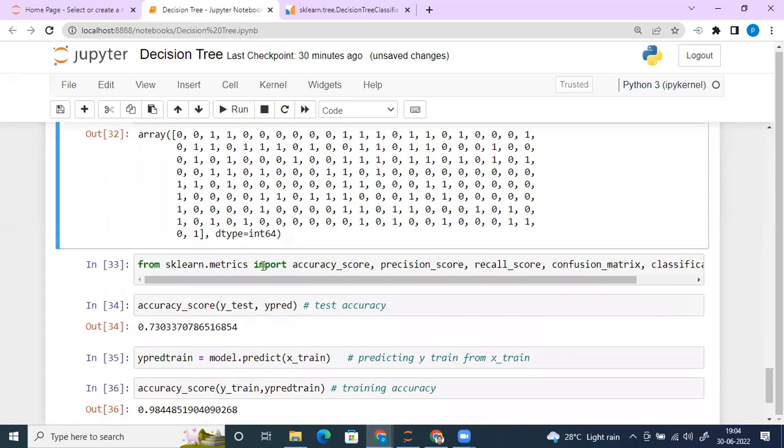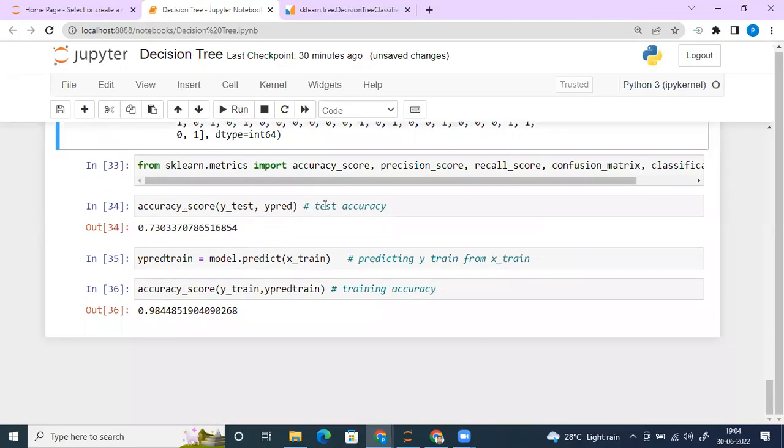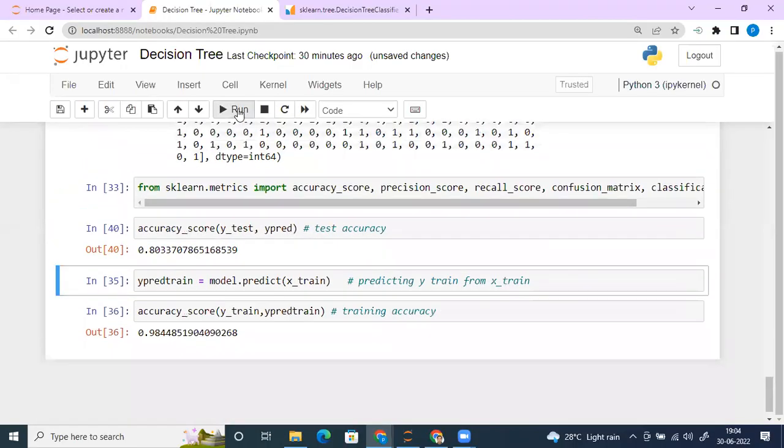Okay. And that is fine. Everything is fine. Let me check this time. Can you see, everyone? Please check the test accuracy. 80%. Right? How much improvement? 7% improvement we have just done. Right? And come here. Check your test accuracy.